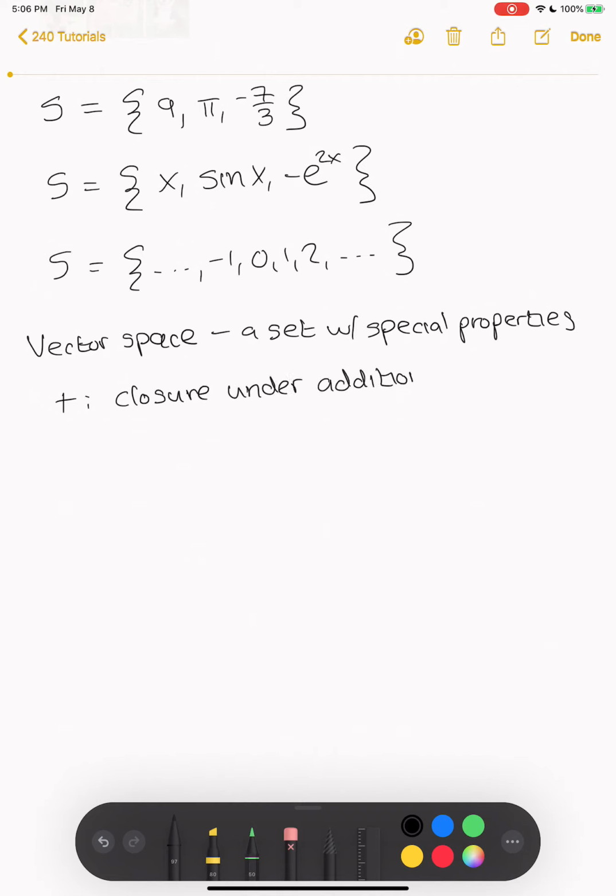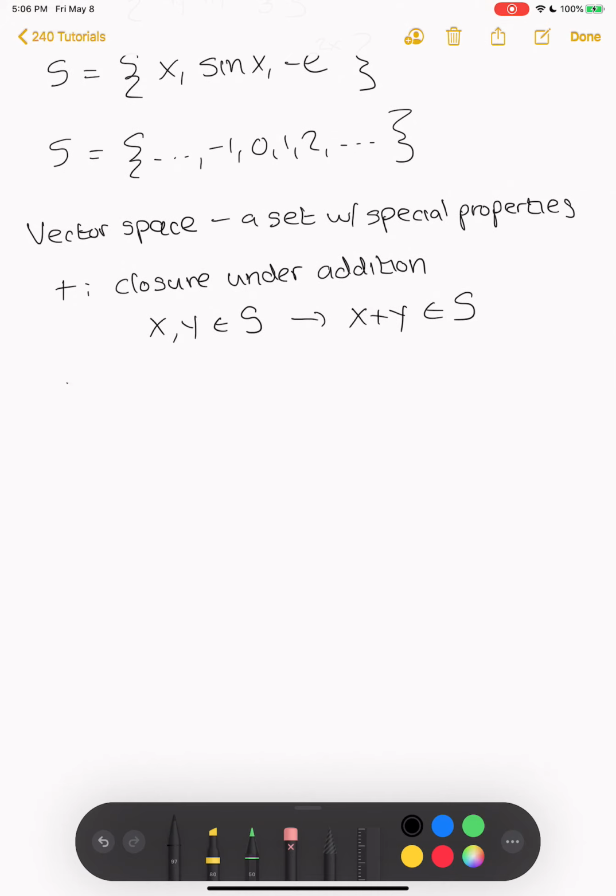It means that if I take 2 elements in my set, so let's just call them x and y, they're both in my set S, then if my set is closed under addition, it means that if I take the 2 of them and add them together, I still stay in my set. I'm not going anywhere. That's what closed under addition means. In the same way, denoted by a little dot here, you have closure under scalar multiplication.